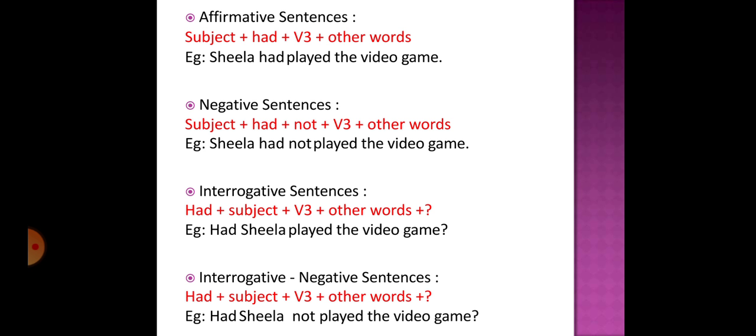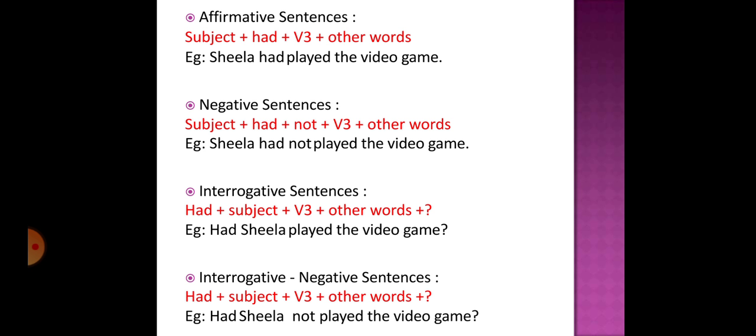Moving on to the negative sentence. Same, you just add not in between had and the verb form. In this kind of sentence structure, we use not after had. Sheila had not played the video game.